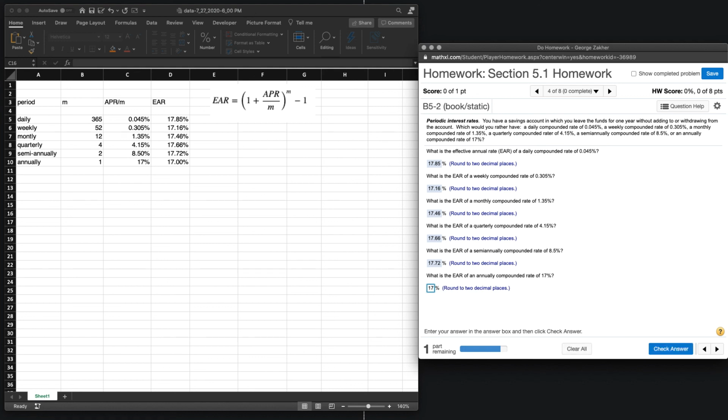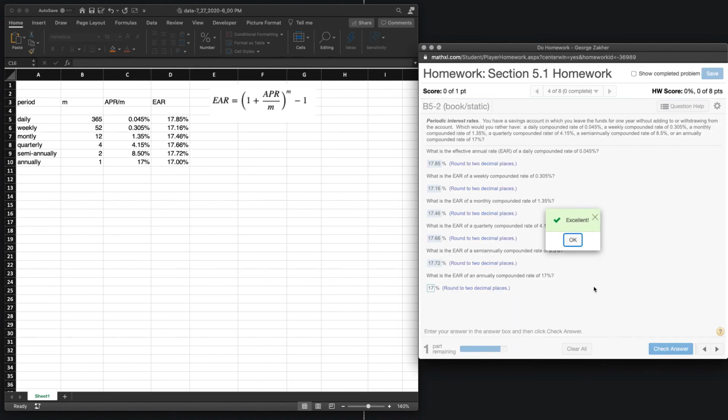And if you take a look, it looks like our daily rate, okay, so if it's compounded on a daily level, we actually earn a higher interest rate compared to all the others. But this is a good opportunity to start comparing and making the best decision in terms of how to save as much as possible.